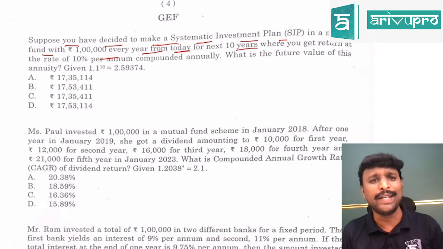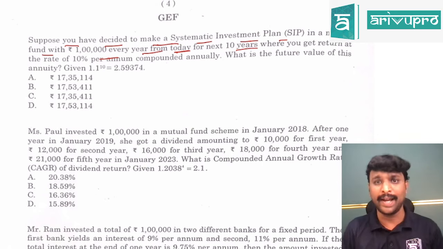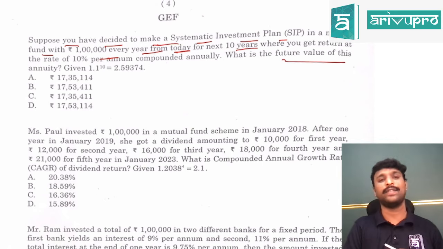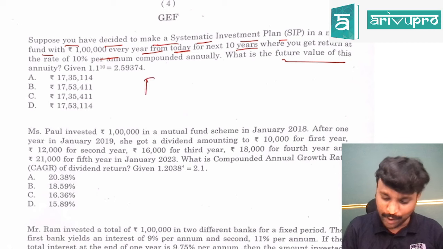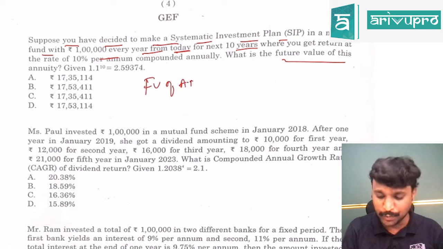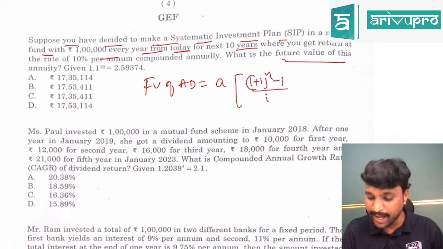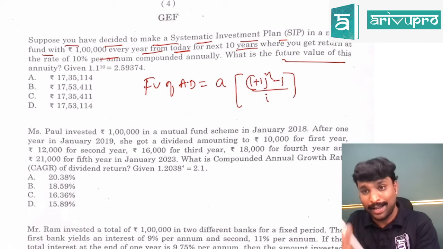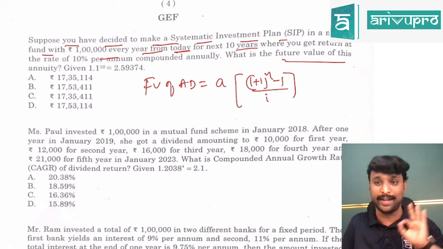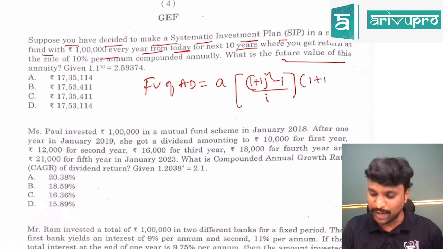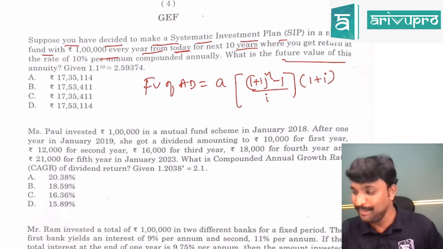Now what is it that we need to find? The future value of this annuity. Guys, future value of which annuity? Annuity due. What's the formula for future value of annuity? A into 1 plus i whole power n minus 1 by i. This alone is the future value of a regular annuity. If you multiply this with 1 plus i, that is annuity due.